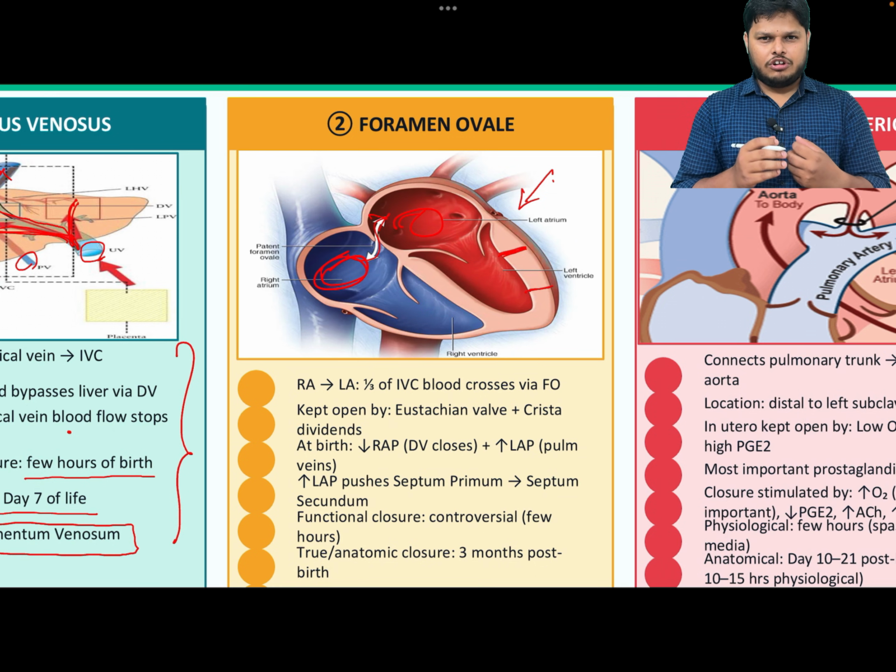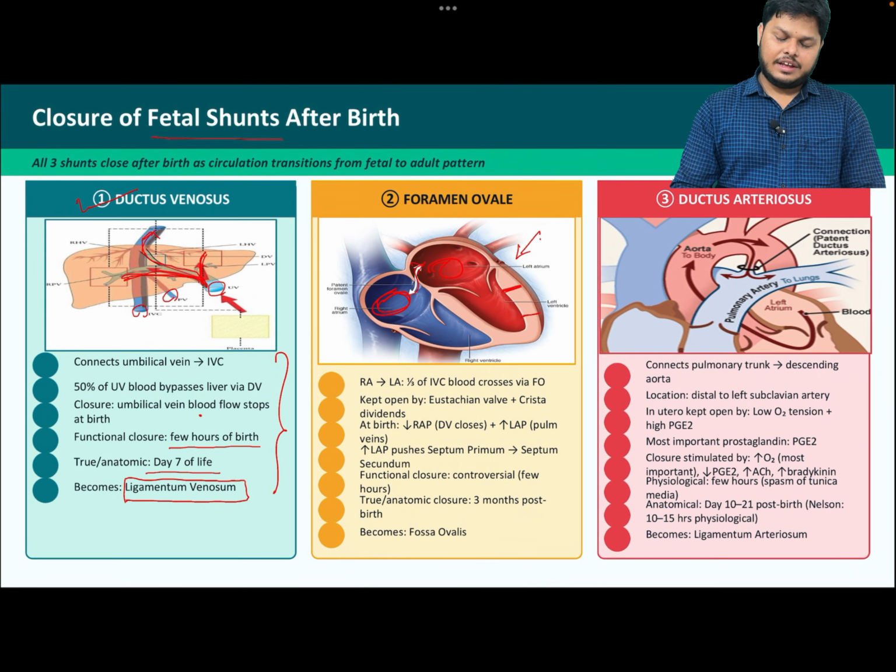Gradually, as the shunts are closed, the amount of blood that the left ventricle receives is considerably higher than the right ventricle. So the walls are thickened. That takes time, around 6 to 8 weeks.